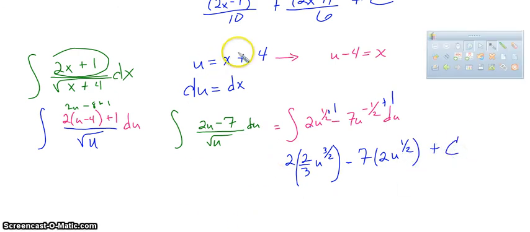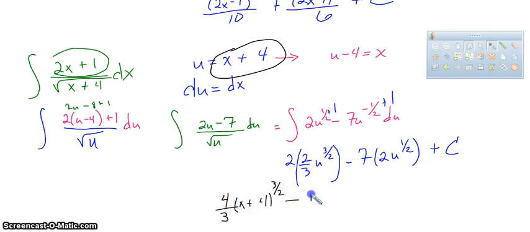And all you have left to do then is back substitute x plus 4 in, because that's what u was. So I have 4/3 times x plus 4 to the 3/2 minus 14 times x plus 4 to the 1/2 plus c. And that's the special u substitution. All right, watch the next little mini lesson.